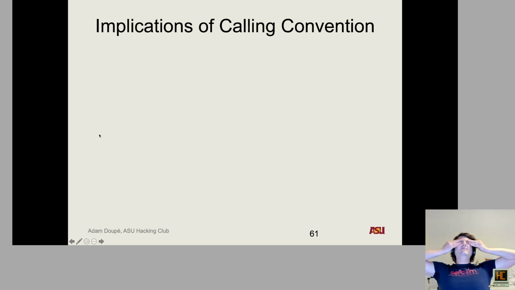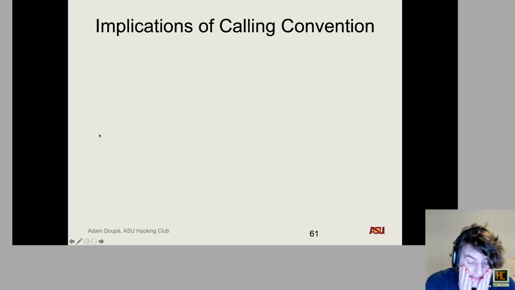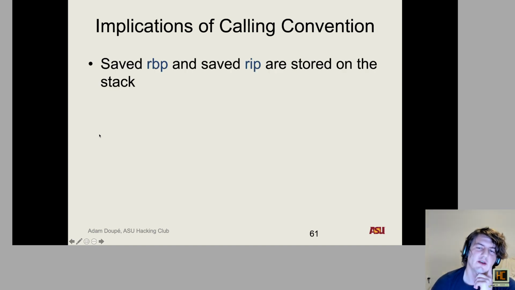And this is kind of a crazy thing. With buffer overflows and these kinds of things, what we're going to look at is the implications of this calling convention that we looked at, specifically where saved RBP and saved RIP are stored onto the stack, right? Just as we saw. So when a function is called, it's first the saved RIP, then saved RBP, and then any local variables of that program.